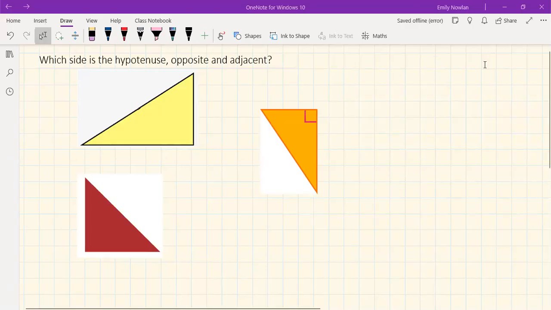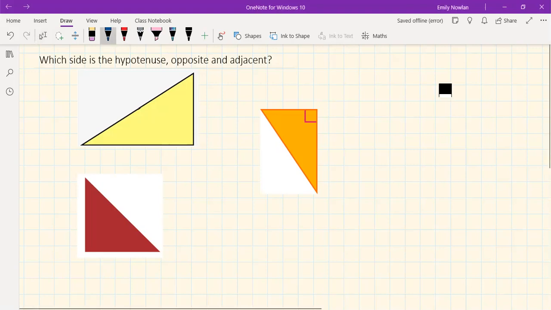Okay, to begin right angle trigonometry, we need to be able to label the right angle triangle sides. We have three options. They can be a hypotenuse, opposite, or adjacent. So let's have a look at this first triangle here, this yellow triangle.